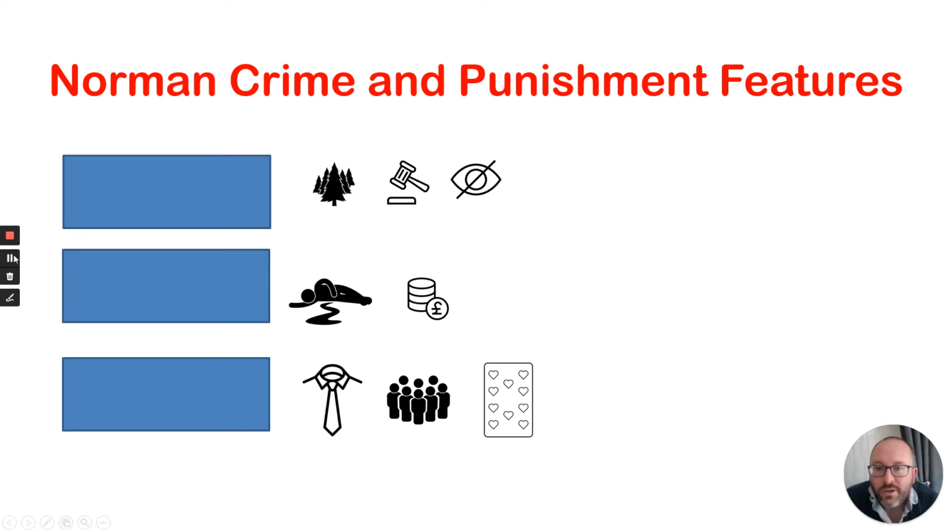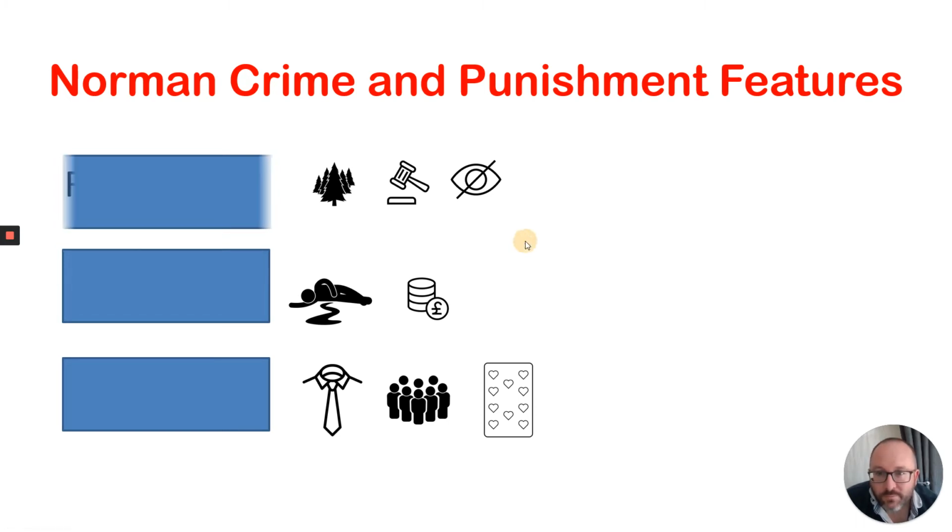So here, you could look at these and think, well, what are these? Look at the first one, try and work out, pause me, and we'll see if we can work them out, or you can work them out. I already know, I made them. So pause me and see if you can work out what each of these are. Now, they're features of Norman crime and punishment. So pause me. When you're done, unpause me.